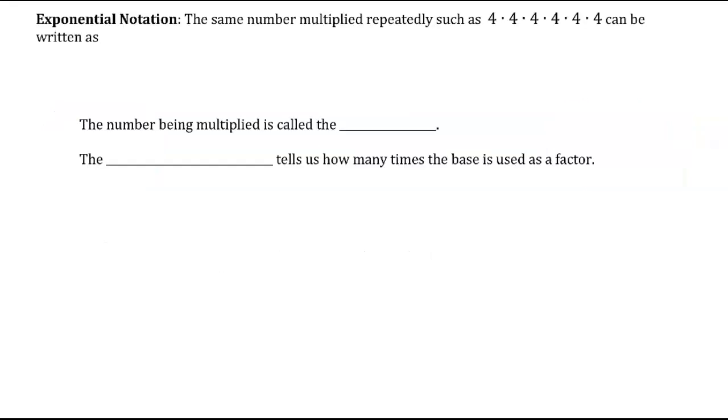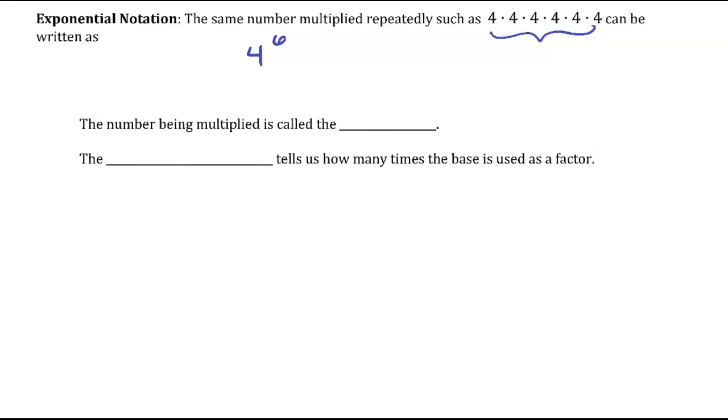Exponential notation is somewhat of a shorthand for us, and it saves us time and a whole lot of writing sometimes. If we have the same number multiplied repeatedly, like 4 times 4 times 4 times 4 times 4 times 4, we can write that instead as 4 raised to the exponent of 6, or 4 to the 6th power. Notice that 4 was multiplied by itself 6 times, and so my shorthand is 4 to the 6th.